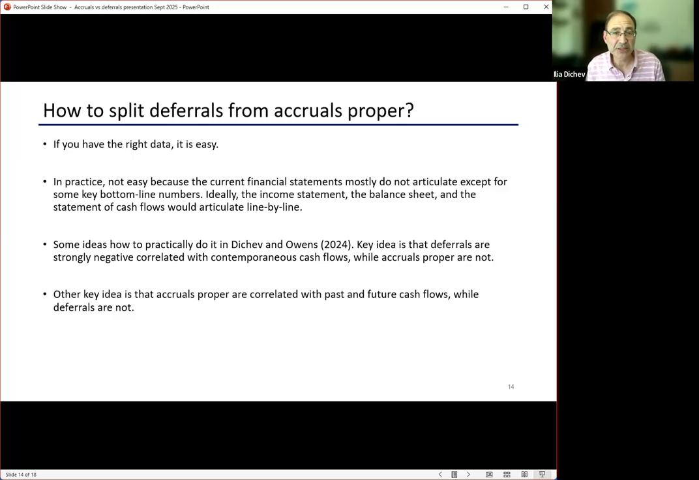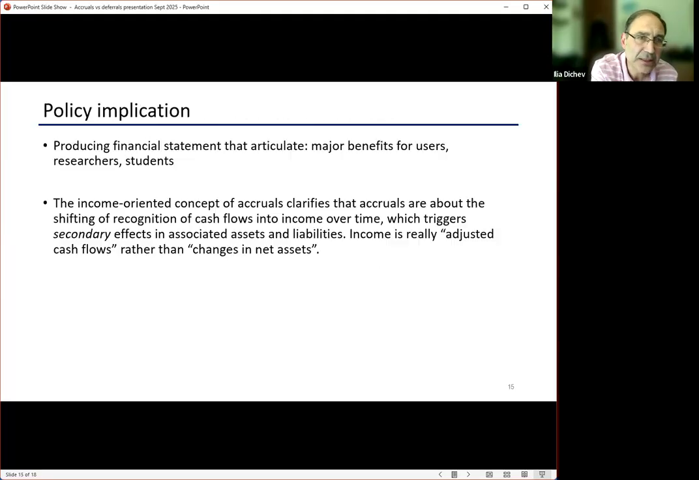One practical, messy way is the Dichev and Owens paper, which gives you some idea along these lines. If I had to summarize the key idea, it's that deferrals correlate strongly and negatively with the current cash flows, and accruals proper correlate with the past and future cash flows. This is the lodestar here, though I'm not sure how good it is. I have to think more about it, but that's my current thinking at least.